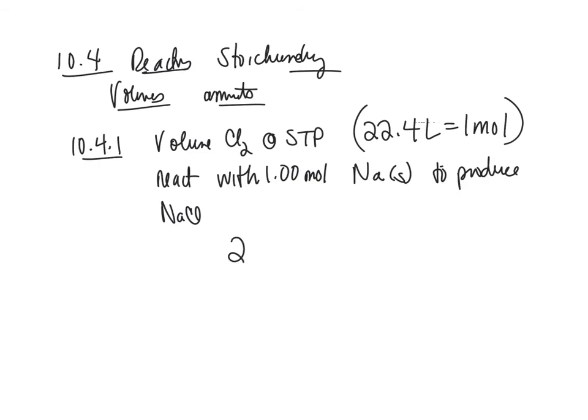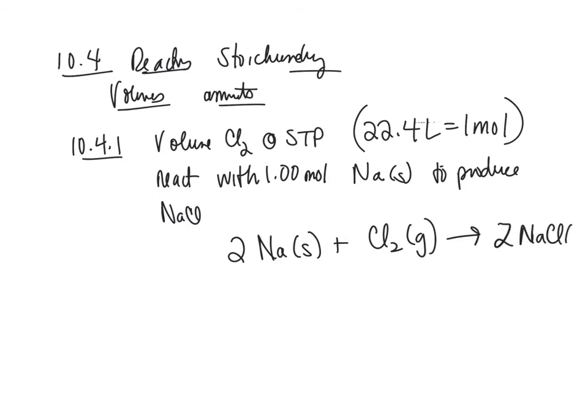So let's look at the equation because we're going to need those coefficients in the balanced equation. So you got sodium and chlorine gas. It's kind of interesting how sodium will catch fire, chlorine gas will kill you. But when you combine them, you make sodium chloride, which is table salt, which has different properties. Okay, the question is they want to know the volume of chlorine gas at STP that will react with 1.0 mole of sodium to produce this.